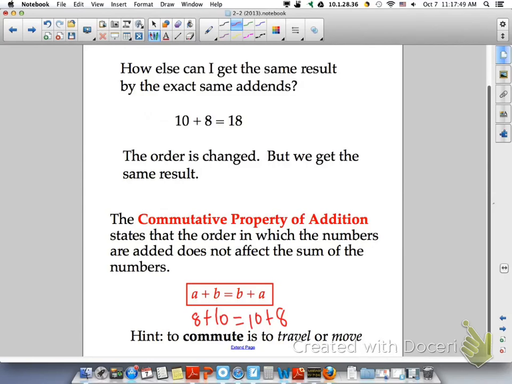No. Is 10 minus 8 the same as 8 minus 10? No. So this property only works for addition and one other operation. Kate? Multiplication. Which is the next page.